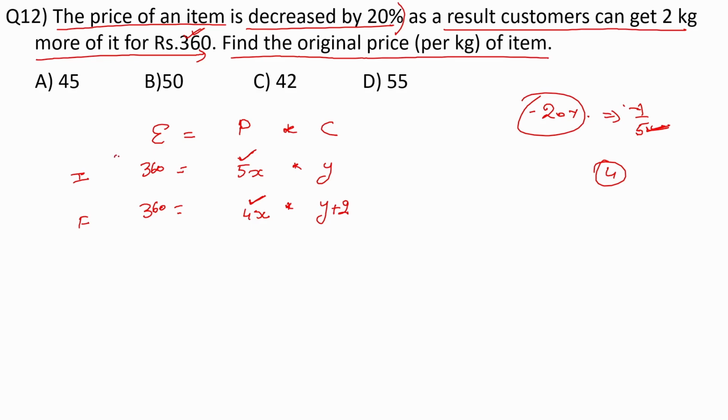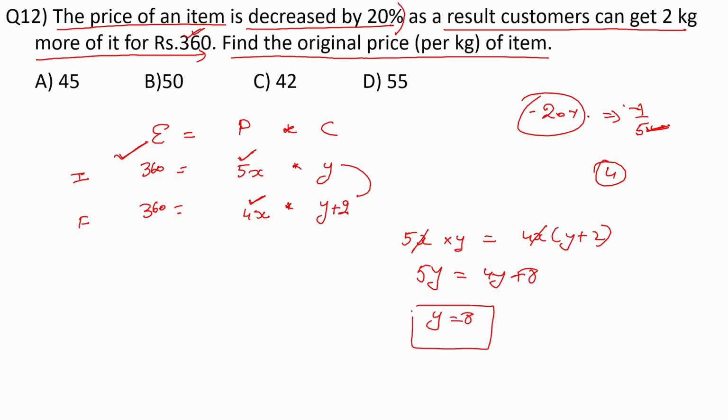As the LHS is equal, I will equate the RHS, that is 5x into y equals 4x into (y plus 2). x gets cancelled from both sides. So 5y equals 4y plus 8. So y equals 8. So the value of consumption initially is 8 kgs and finally it would be 10 kgs.